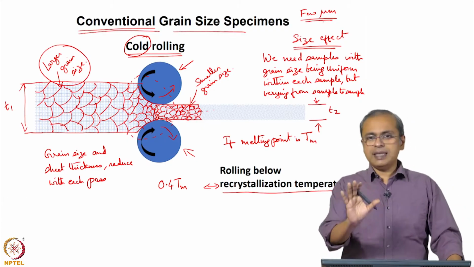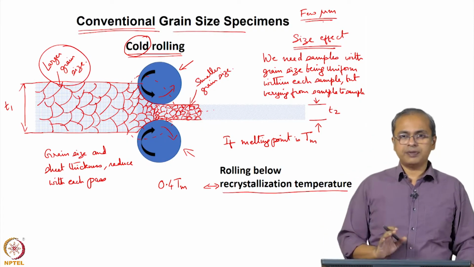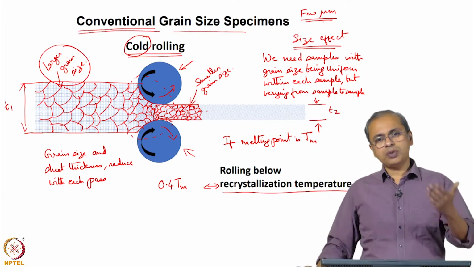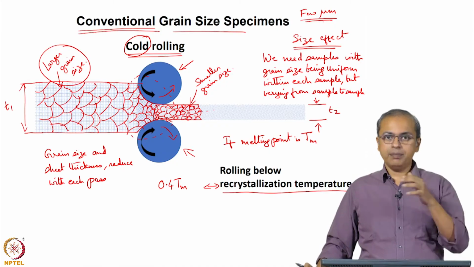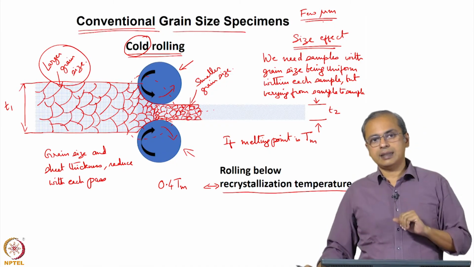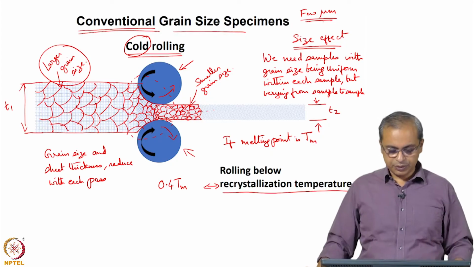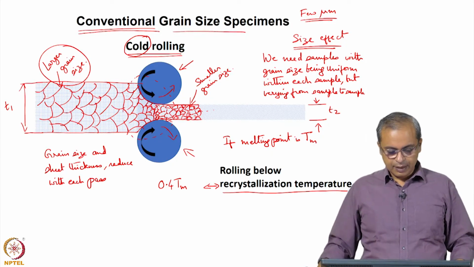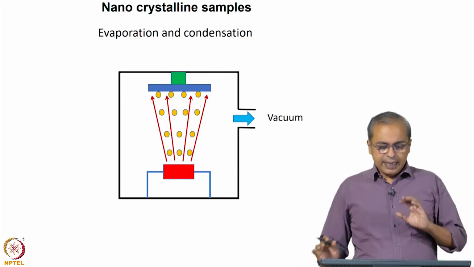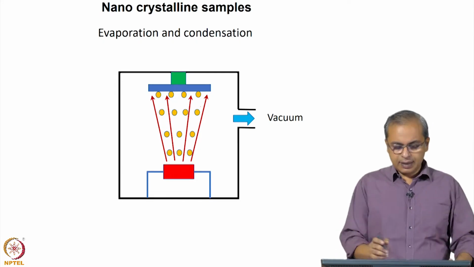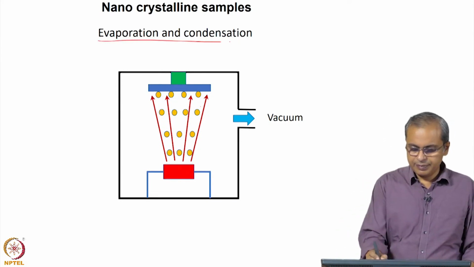So, this is one set. Let us assume that we have now got one set of samples of this nature. We will now go to the other extreme of this spectrum. We will look at nanoscale samples. How would we go about getting those nanoscale samples? So, the general process is evaporation and condensation.